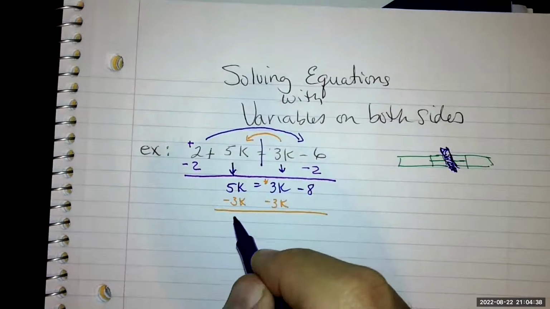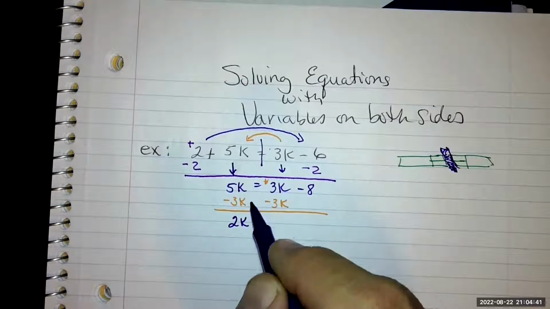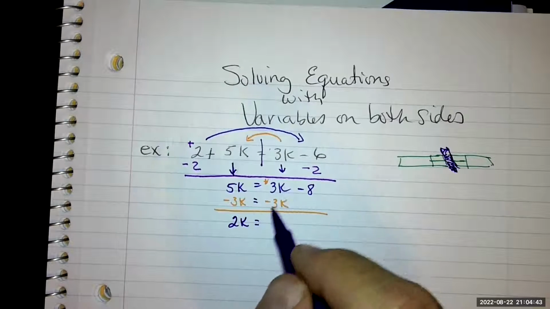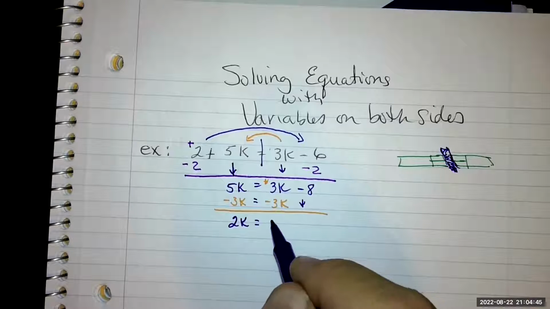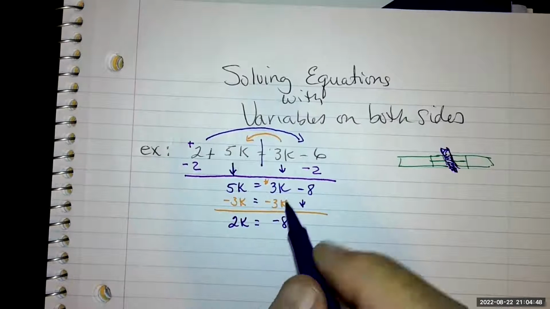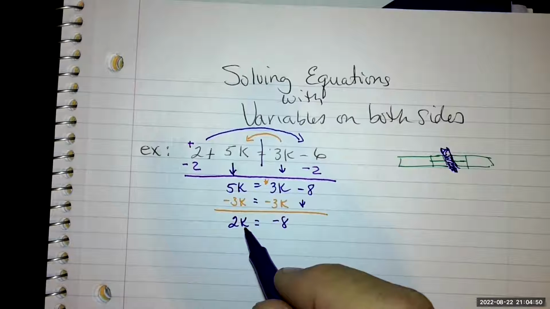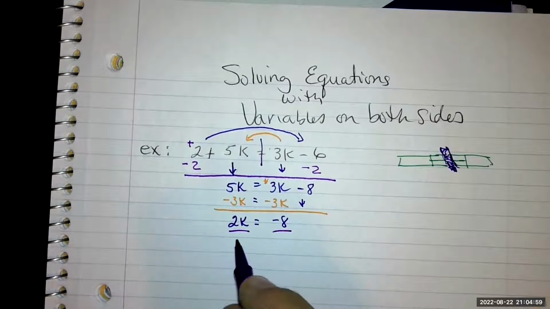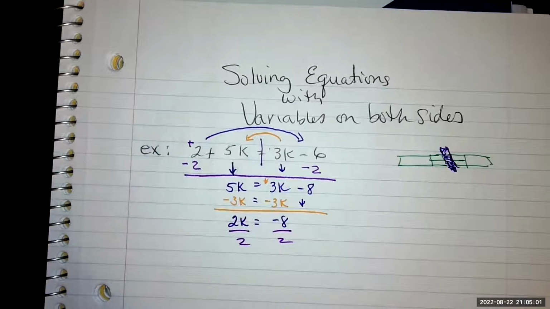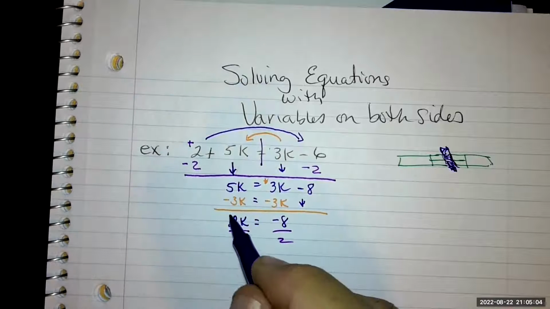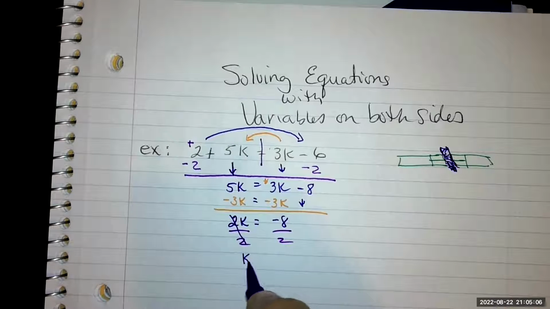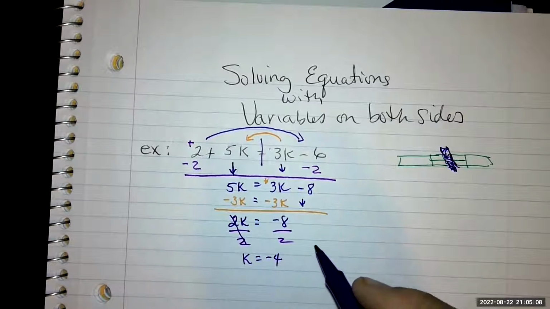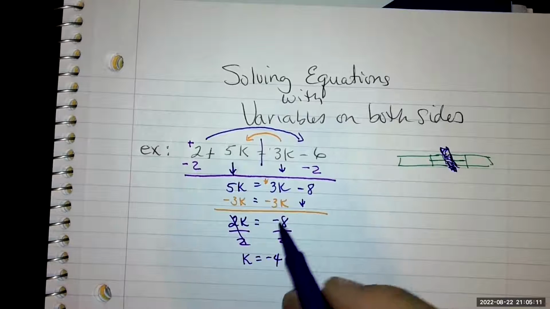5K minus 3K is 2K. Let me put an equal sign here. This becomes a 0 pair, and we bring down our -8. Now it's just simple like we've been doing one-step equations. What's my variable? My variable's K. What's being done to K? It's being multiplied by 2. What's the opposite of multiplying by 2? We're going to divide both sides by 2. And you can see that K is going to be 1, since 2 divided by 2 is 1. K equals -4.